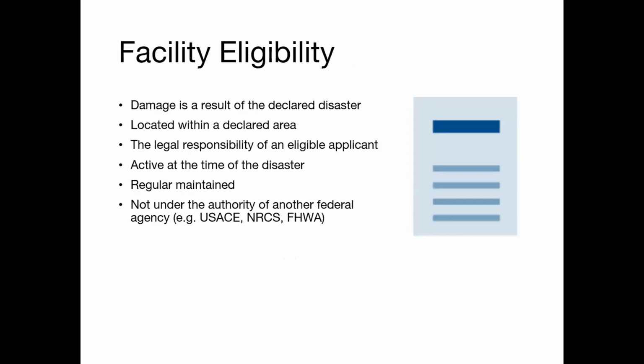A facility is a building, system, equipment, built or manufactured, or an improved and maintained natural feature. An example is a water distribution system. Mechanical, electrical, plumbing, and other systems that are components of the facility in which they operate are considered part of the facility. To be eligible, a facility must have sustained damage as a direct result of the disaster, be located within a declared area, be the legal responsibility of an eligible applicant, and not be under the authority of another federal agency.